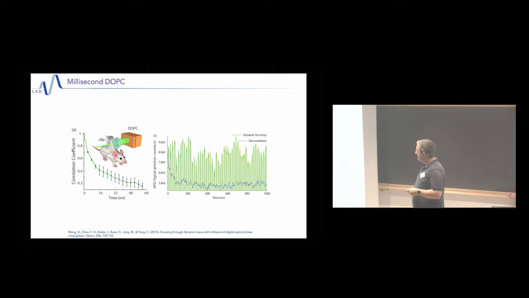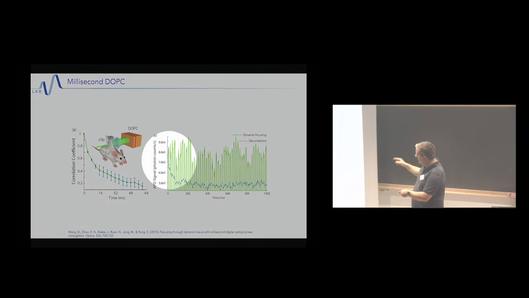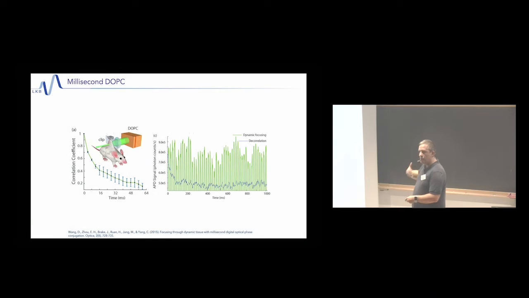And for instance, in this paper, they showed that if they repeat this optical phase conjugation over and over again, they can do it in about a millisecond. They can really maintain a focus even though the system is decorrelating over time. It's kind of a repetitive process, but it works.